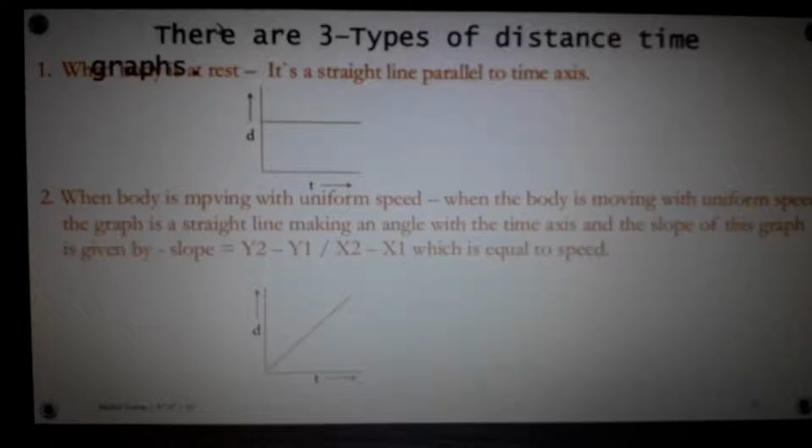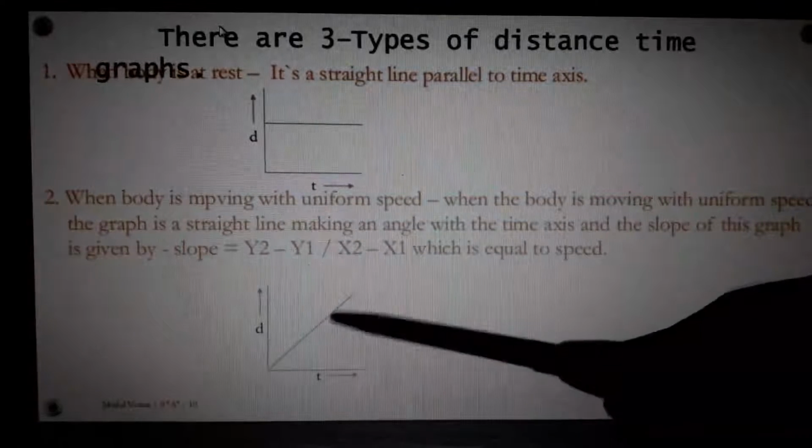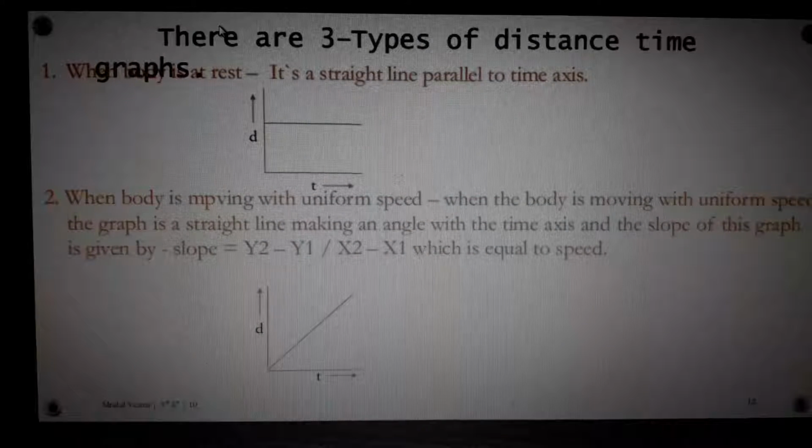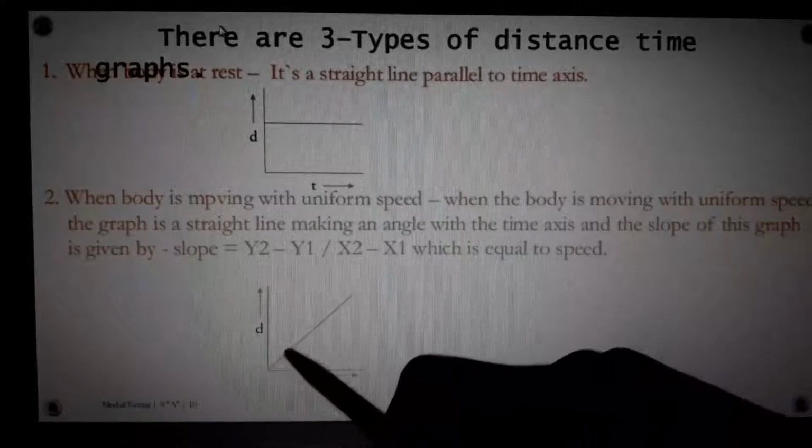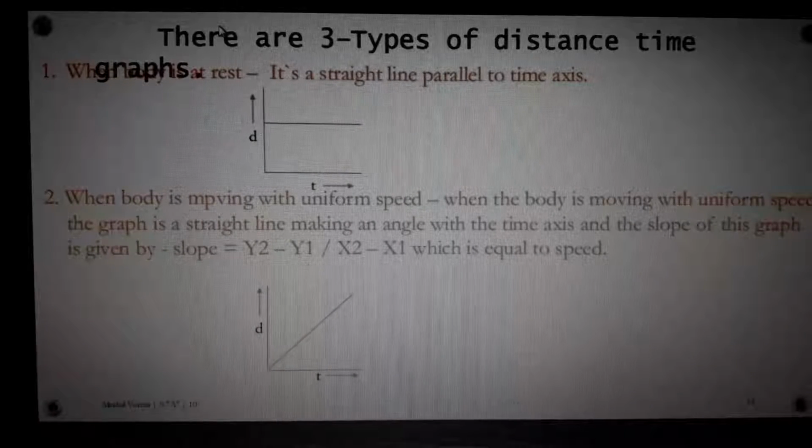Understood? But in the second case, how is it going? It's a uniform speed. It is moving with uniform speed. Speed is not changing, it is uniform. For example, it is moving at 10 meters per second, or 1 meter per second. See, it will be a straight line. Understood? And if it is 2 meters per second, how will it go?